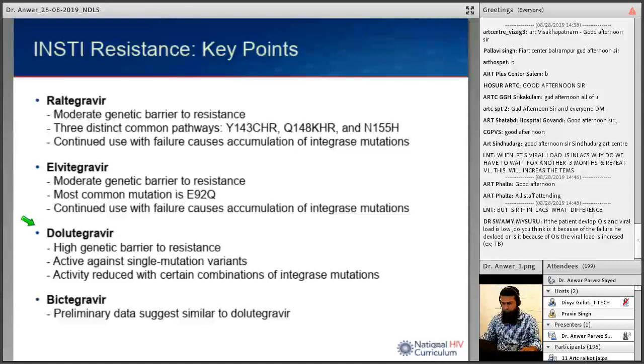That is why we are not even doing baseline viral load testing. What we want to achieve is, after 6 months of ART, whether the viral load is going below 1000 or not. That is what we are more interested in.